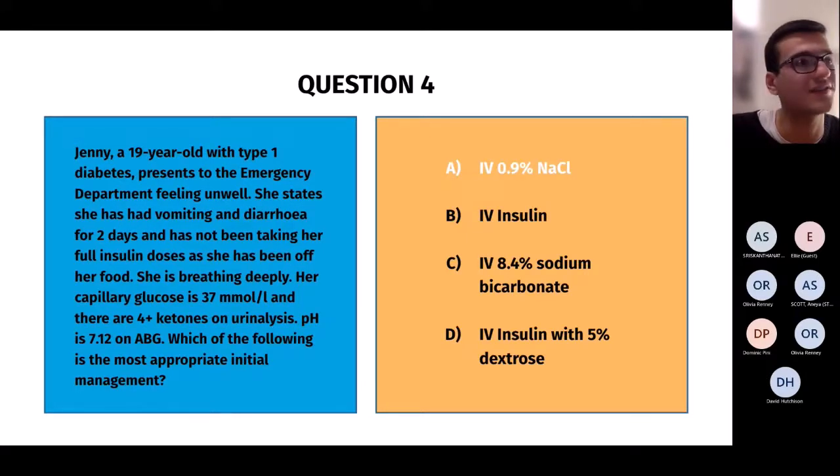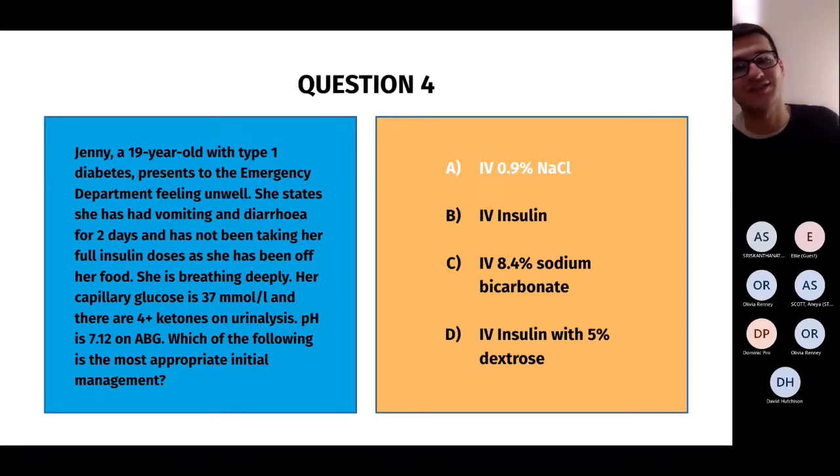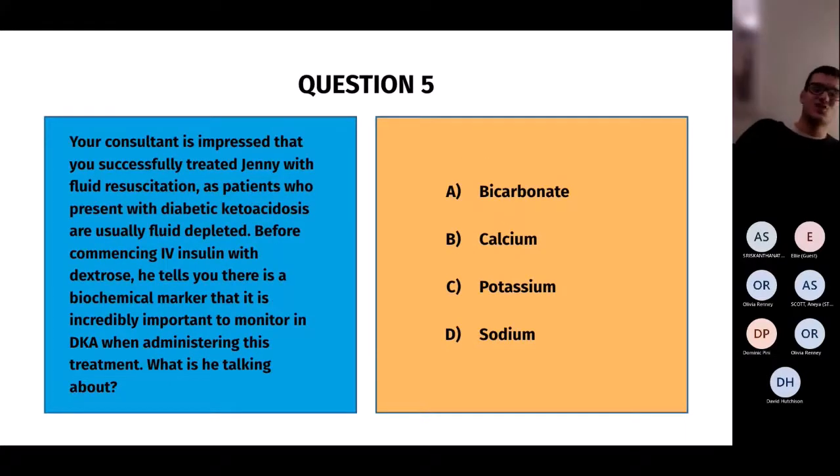So yeah, what we were taught in our year was you need to deal with the dehydration first, but you definitely do give insulin pretty rapidly as well. We'll go over that in a sec. But for now, your consultant is impressed that you successfully treated Jenny with fluid resuscitation because of the fluid depletion.